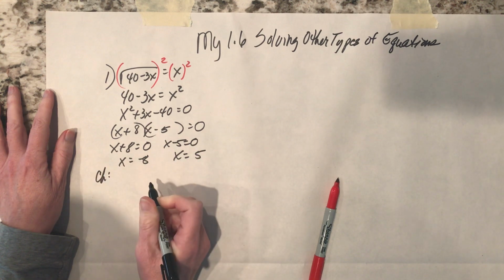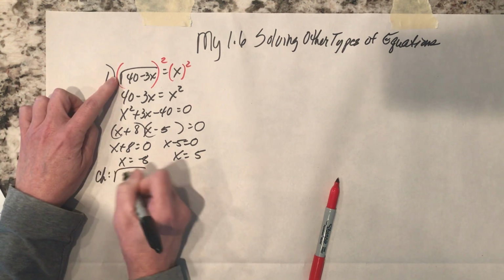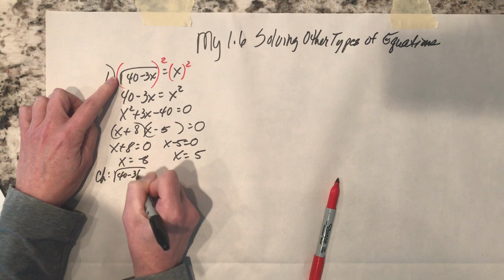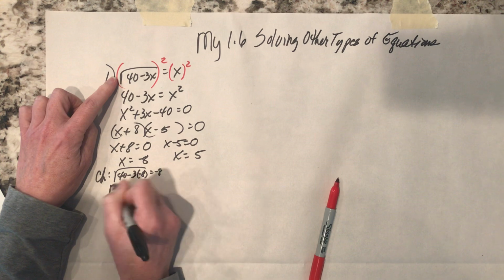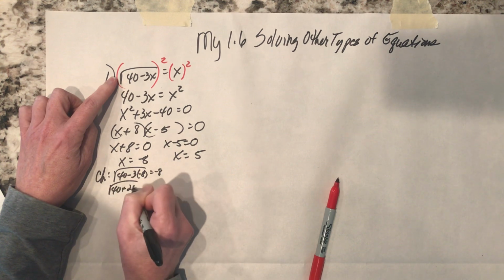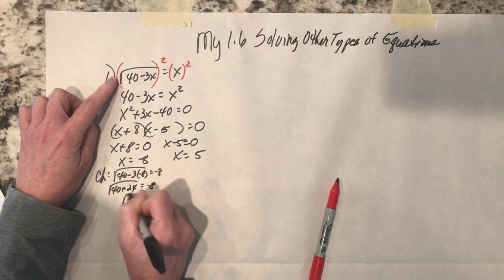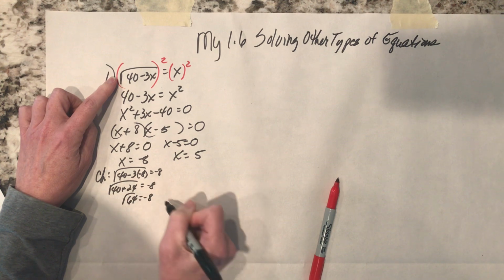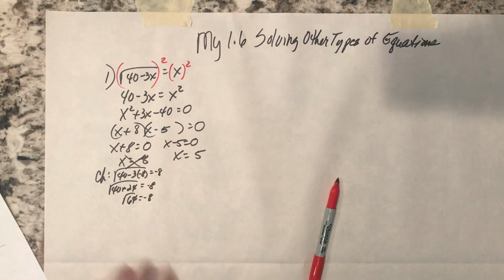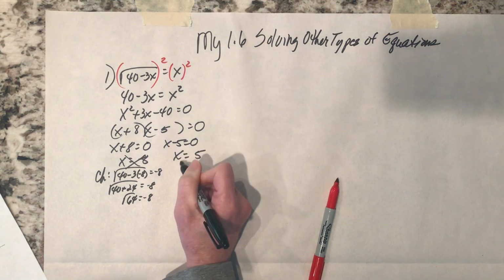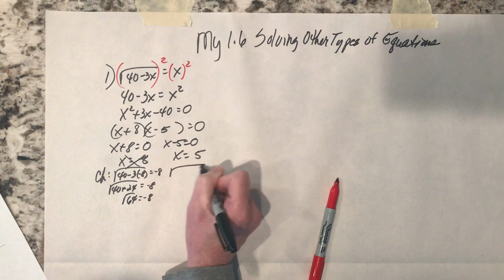We need to check both. Plugging it in here: 40 minus 3 times negative 8 equals negative 8. It gives us 40 plus 24 equals negative 8. The square root of 64 equals negative 8. That's not true. We didn't put the radical on there, so we only take the principal square root, which is the positive one.